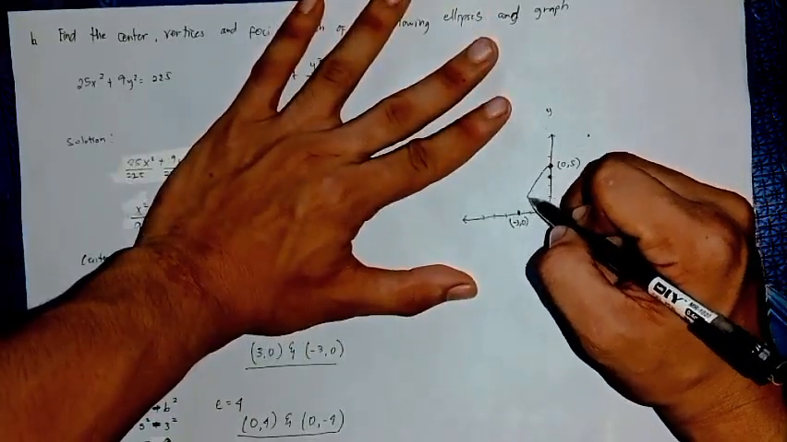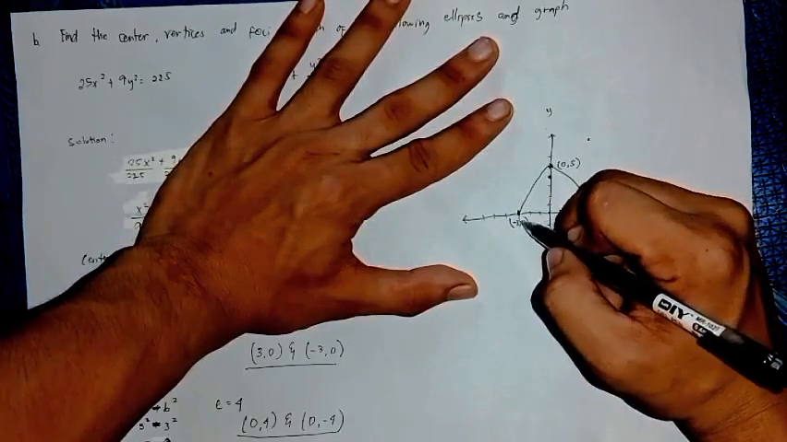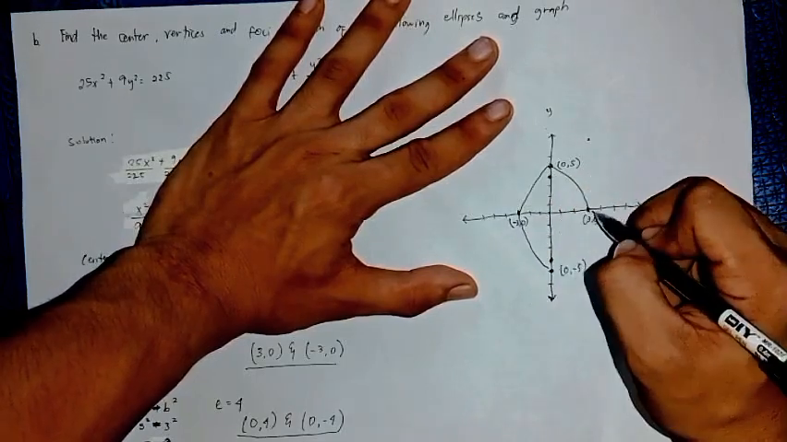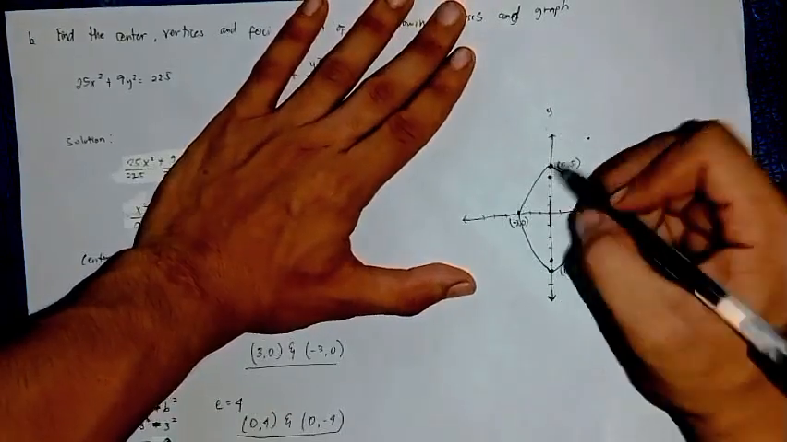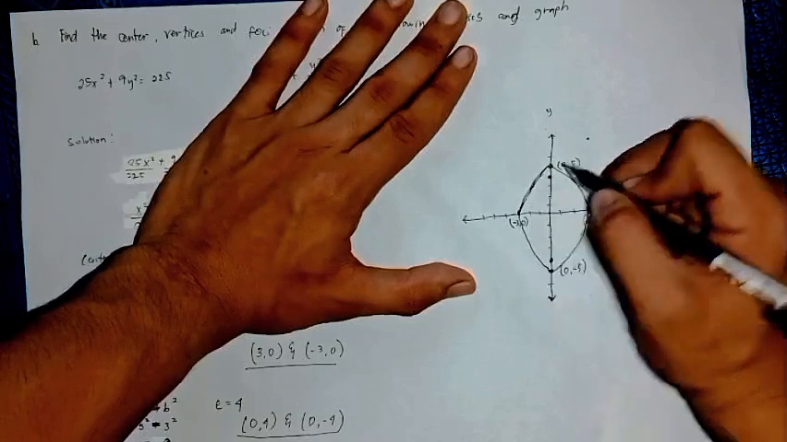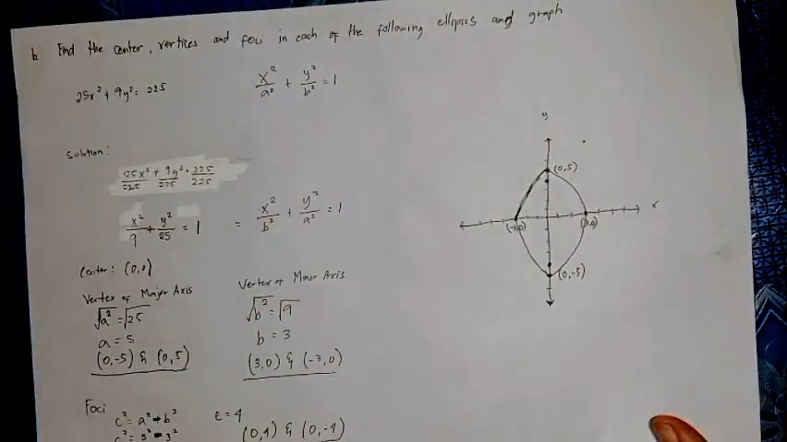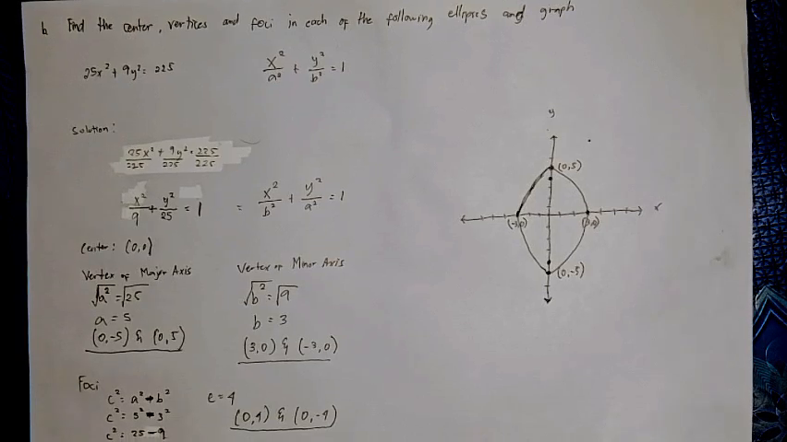I'm not good at drawing this. So our ellipse looks like this. Our ellipse looks like this. Next, we will proceed to the next conic section.